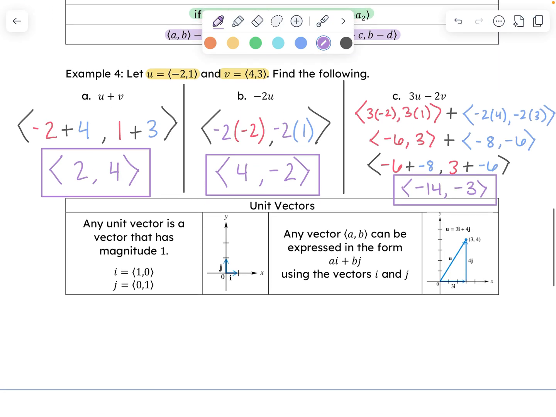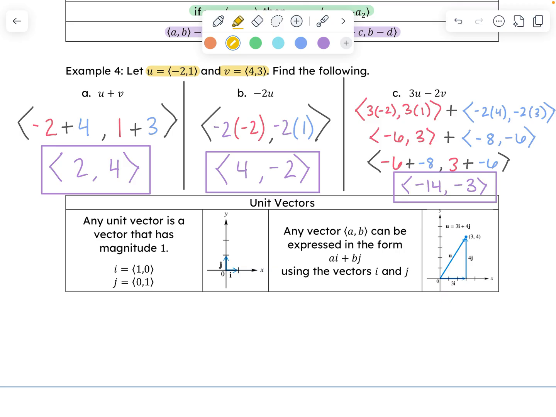You can also see them represented by using unit vectors. So a unit vector is any vector that has a magnitude of 1. So we have the i vector and the j vector. The i unit vector is the vector that goes over 1 unit, and the j vector is the vector that goes up 1 unit. So you can see them over here. We've got i, and we've got j going over and up. i going over, j going up.